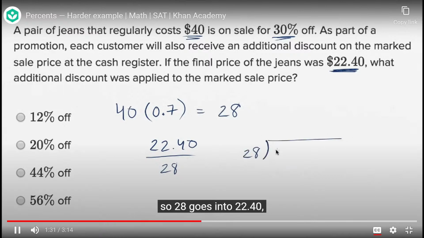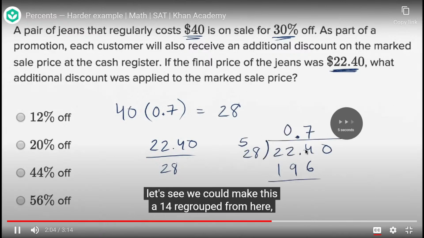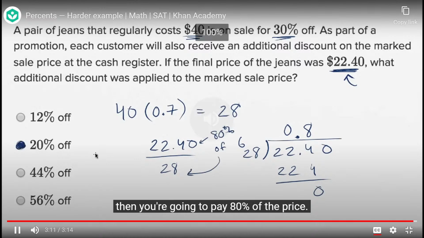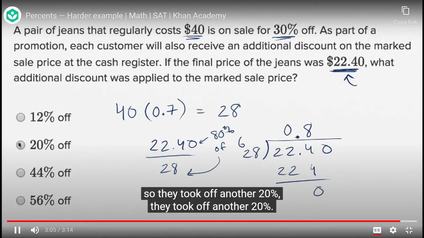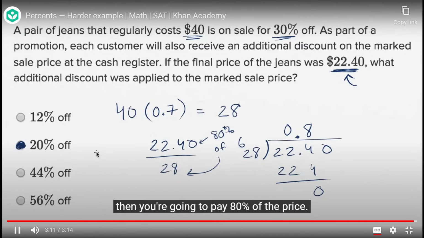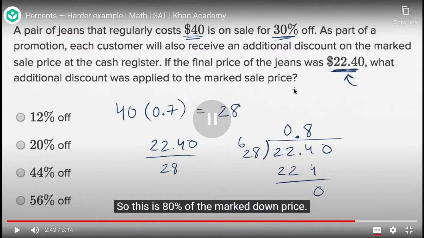So 28 goes into 22.40 0.8 times, so that is 80%. Because once you take 20% off, then you're going to pay 80% of the price. So they took off another 20%. If you take off 20%, then you're going to pay 80% of the price.